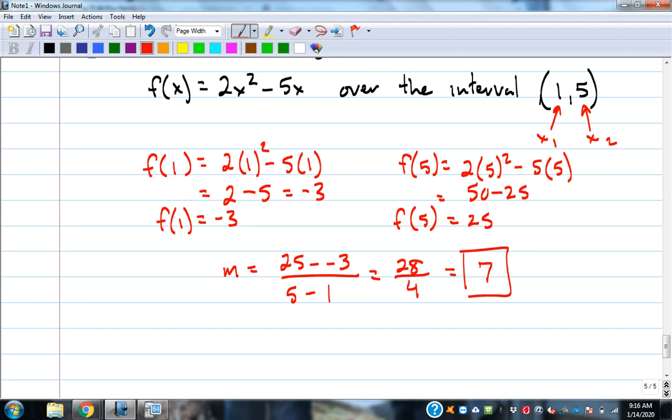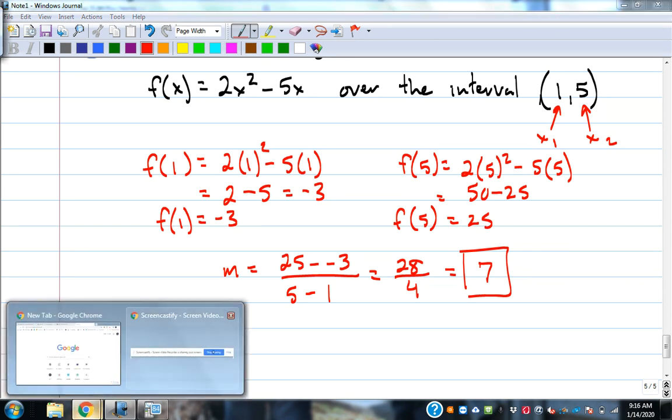Okay. Now, we will finish up tomorrow. Got 2 more examples, and we don't have time to do those, so we'll finish those tomorrow.